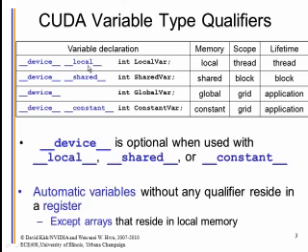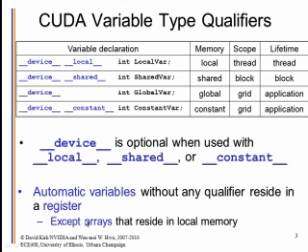So that means when you say local, you actually don't need to specify device. By saying local, it's device memory. Okay, shared, same thing; constant, same thing. Okay. So an automatic variable without any qualifier resides in the register. Okay, an array resides in local memory.